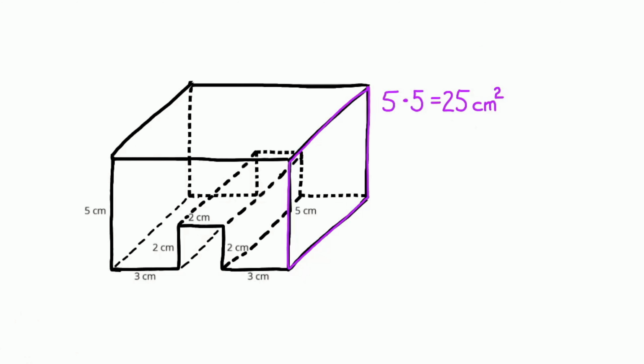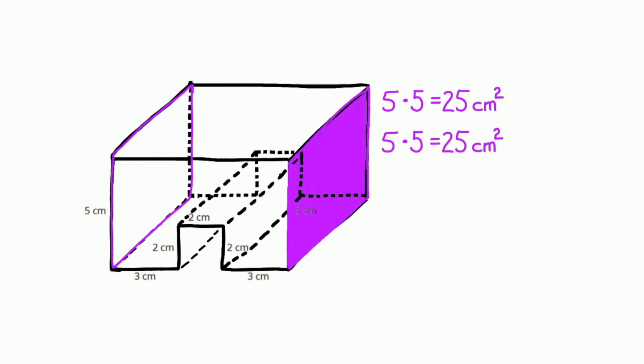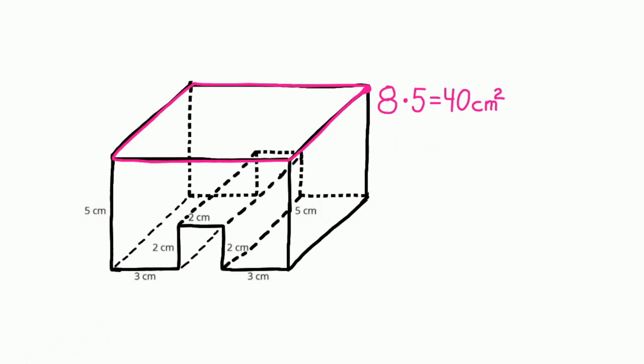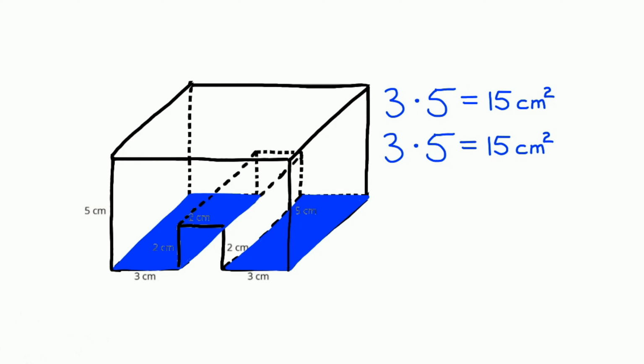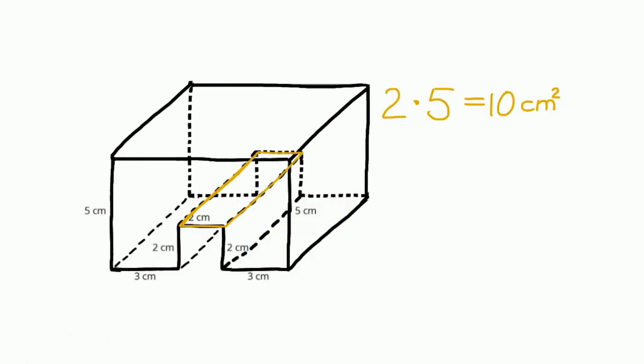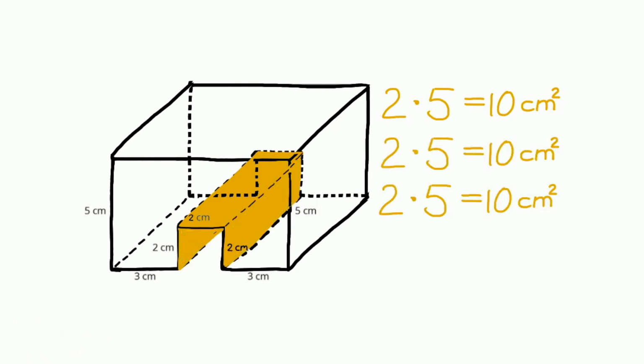For these two sides, the area would be 5 times 5, or 25 centimeters squared. The area of this side would be 8 times 5, or 40 centimeters squared. The area for these two sides would be 3 times 5, or 15 centimeters squared. The surface area for these three sides would be 2 times 5, or 10 centimeters squared.